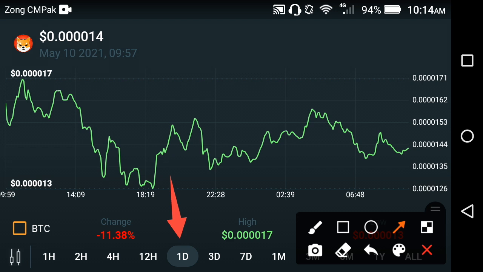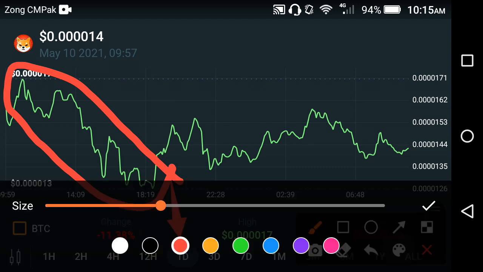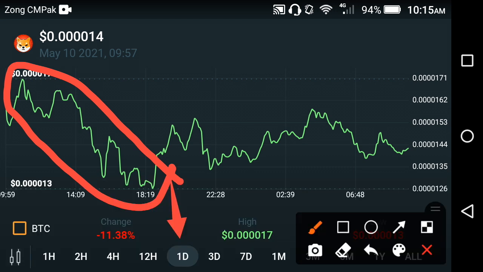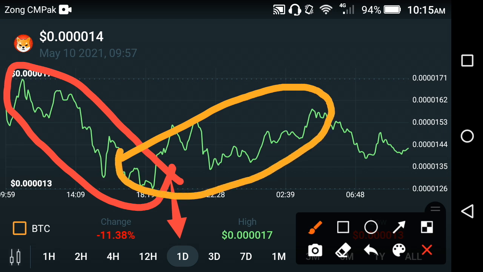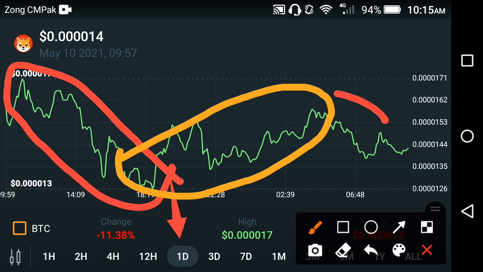As you can see here, first of all, if we look at the common phenomenon of the Shiba token at this time, the falls occur, and after a fall, as you can see here, it takes a jump. Not a high jump, but a jump, friends. Same like that, if we look at the next move, again the Shiba token is going to fall down.